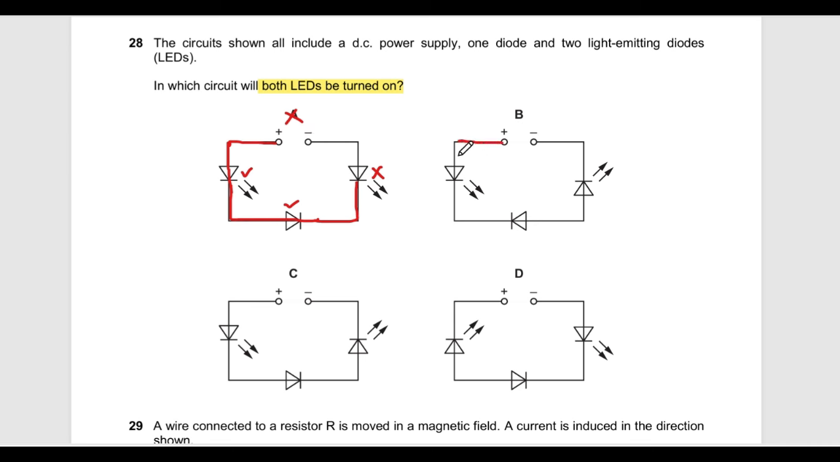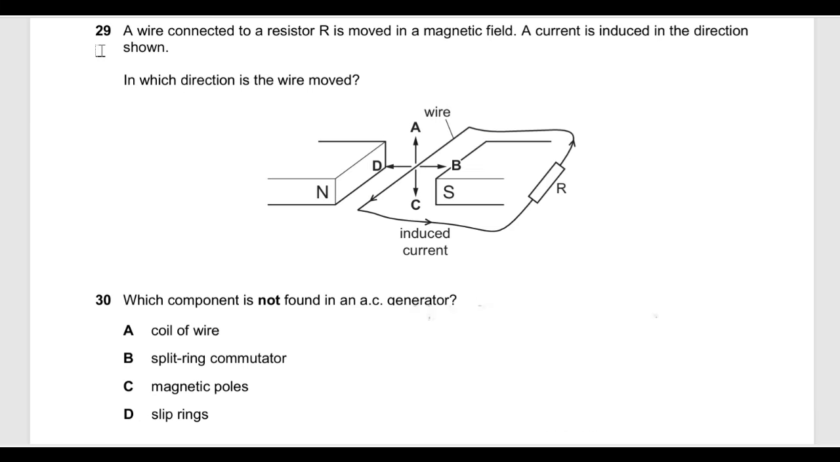In B, the current will flow from the first LED, but the diode is in opposite direction, so it will block the current and the second LED will not light. In C, the current will flow from the first LED and the diode and the second LED as well. Three of them are in accurate position, so C is the correct answer.